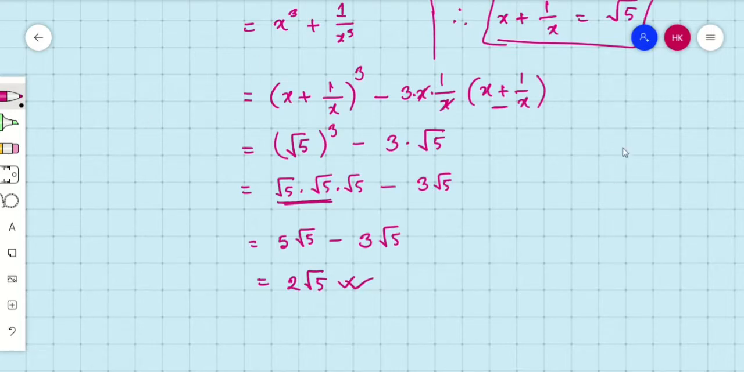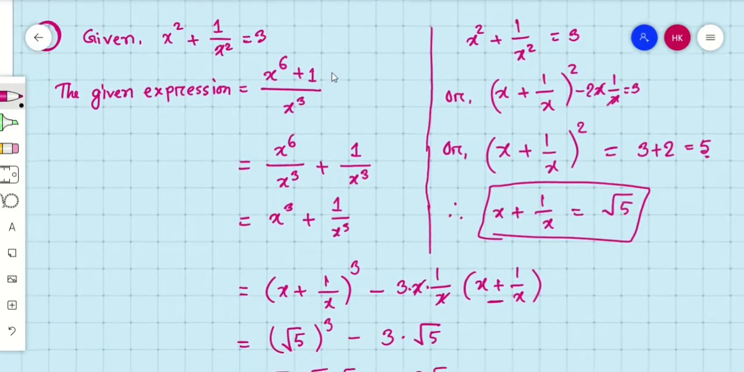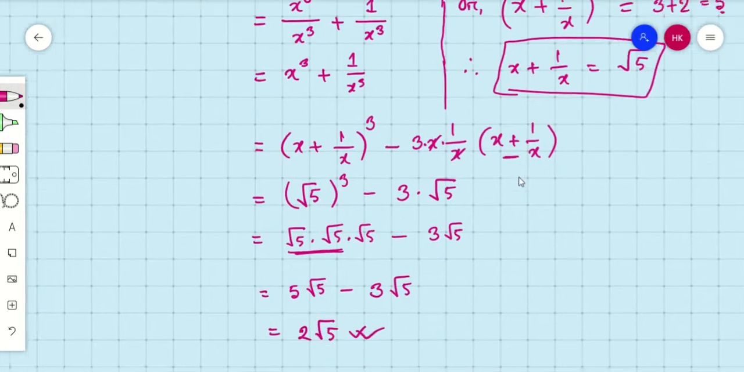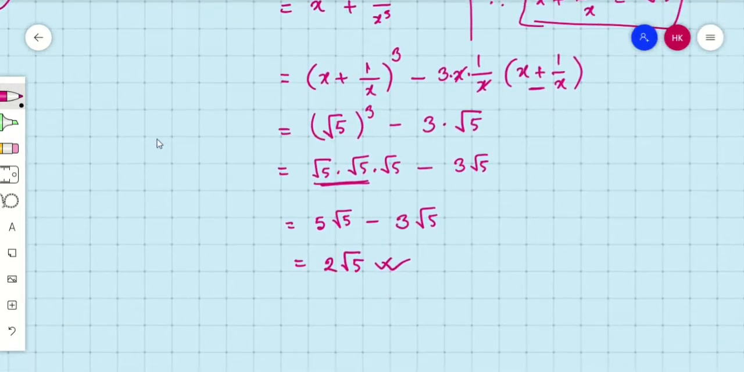First, from the given expression, that means x square plus 1 by x square is equal to 3, we can find out that x plus 1 by x is equal to root over 5, and then we can put the value of x plus 1 by x in this formula, and then we can find the answer. I hope you understand.